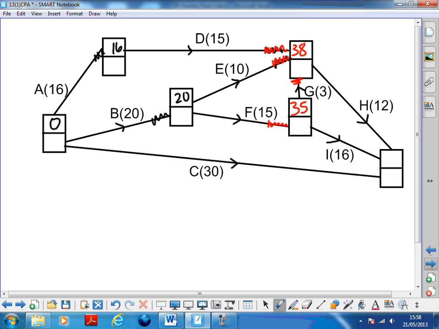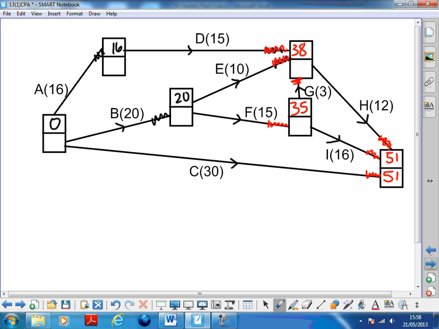Okay, down here, 3 things going in. 1, 2, 3. 3 things to consider. 0 add 30 is 30. 35 add 16, 51. And 38 add 12 is 50. So the biggest is 51. Is that right? 35, 45, 51. I think it is. Okay, backwards pass is 51.